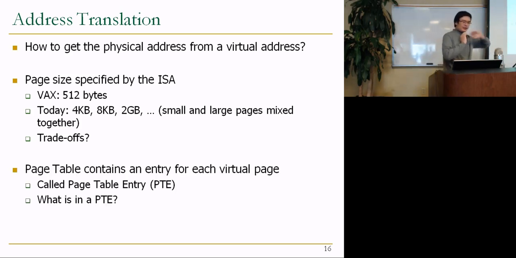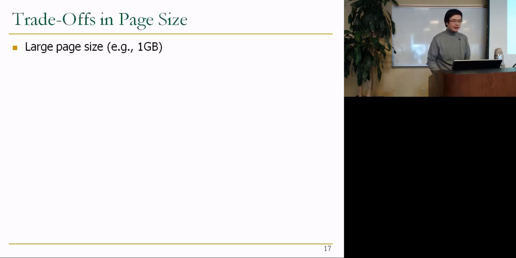And in addition to that, what is in the page table? The page table, first of all, has to somehow store the information about where a particular memory address is mapped to in the physical address in the memory. And each of those entries is called a page table entry. And then I'm going to go over what is actually in the page table entry. But first, let me go over the trade-offs between different page sizes.